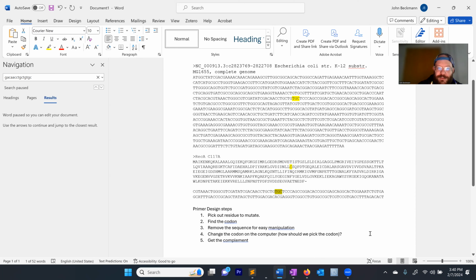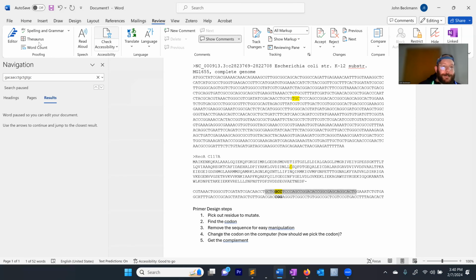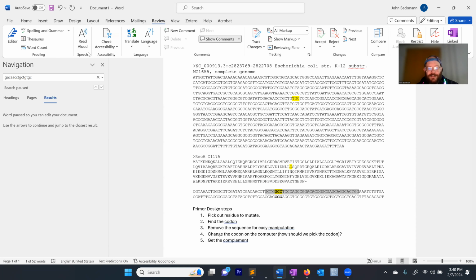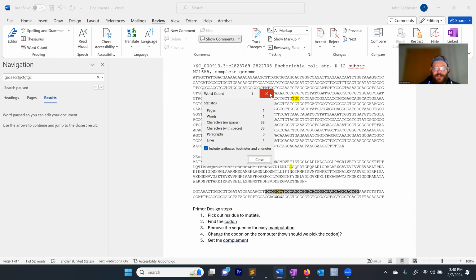And this needs to be changed to GCC, which means that this needs to be changed to CGG. This is the mutation site. Okay, let's try this again. Let's see if I can get 40 bases. 37. Okay, so this is the nearest G that makes it close to 40 base pairs. So this is going to be my forward primer. Total size is 38 base pairs.